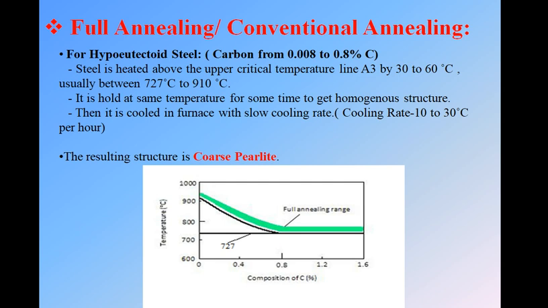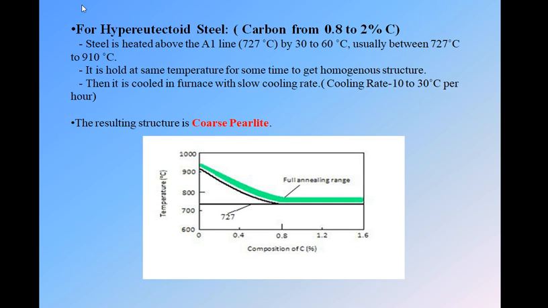Pearlite means it is an alternate layer structure of ferrite and cementite. Okay, so the coarse pearlite structure will be a softer one. Okay, then we will move to the next one. Here for hypereutectoid steel, means carbon from 0.8 to 2%, we have this zone of hypereutectoid steel.